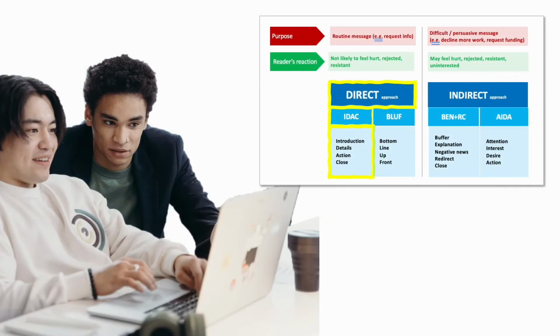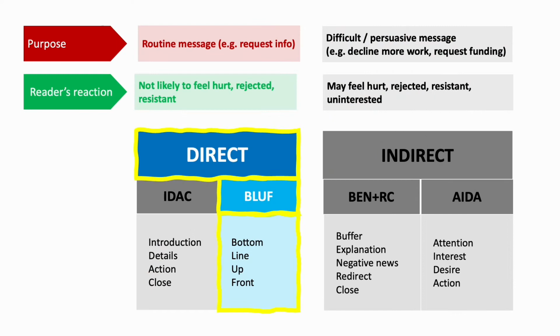Remember, we said that we use the IDAC formula if the reader is not someone we're familiar with or someone we're writing to on a daily basis. However, if the reader is someone whom we have been exchanging emails with on an almost daily basis and is someone we're quite familiar with, then we may use the BLUF format. BLUF stands for bottom line up front. Here's what it looks like.